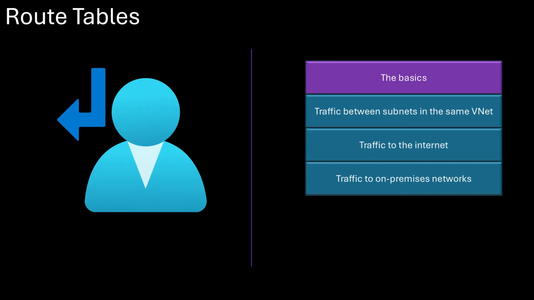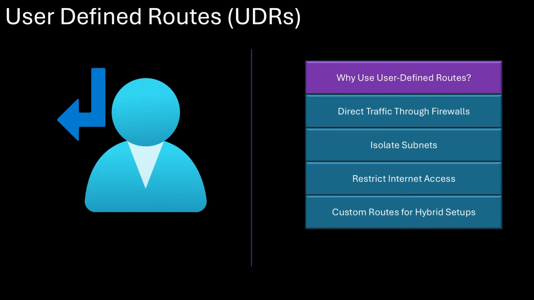These built-in routes work fine for most scenarios, but as a security engineer, you know one size doesn't always fit all. Sometimes you need to override Azure's default routing to enforce strict security policies. That's where user-defined routes come in. Let's understand why UDRs are a powerful tool for managing network security.